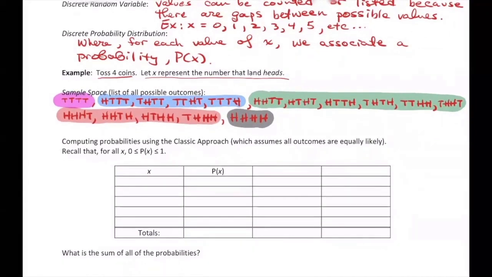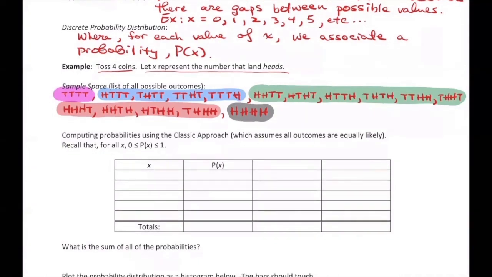Okay, so now my random variable X is the number of heads. Down in the table here, I want to list all the values for X. What's the first lowest value for X? Again, X is the number of heads. What's the lowest value for X? 0, correct. You could get 0, 1 head, 2, 3, or 4 heads.